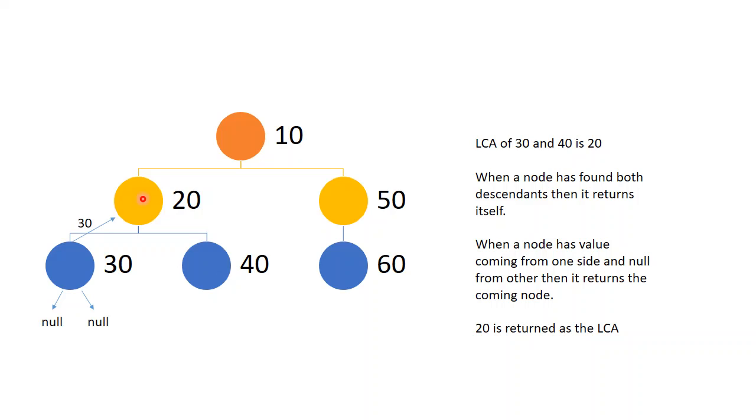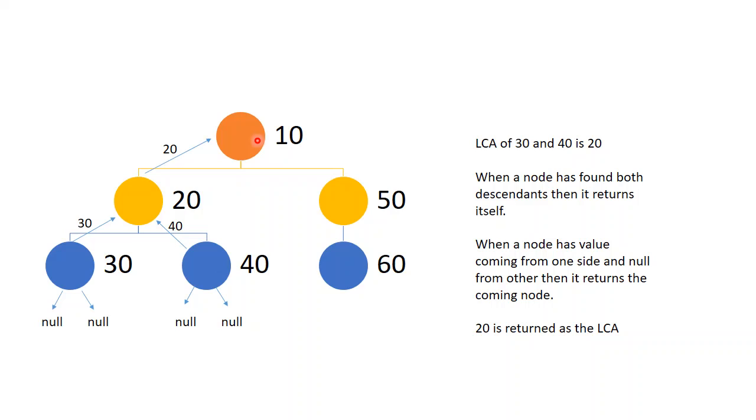When we look at the example of finding the LCA of node 30 and 40, we see the control goes from node 10 to node 20, from node 20 to node 30, and at this point one value is found. That value is returned to the parent. Now node 20 is getting a value from one side. It looks into the right child, where it finds the next node, and 40 is returned. So now node 20 is getting values from both sides, and it returns itself as the LCA, right? This is the first easy logic we were discussing.